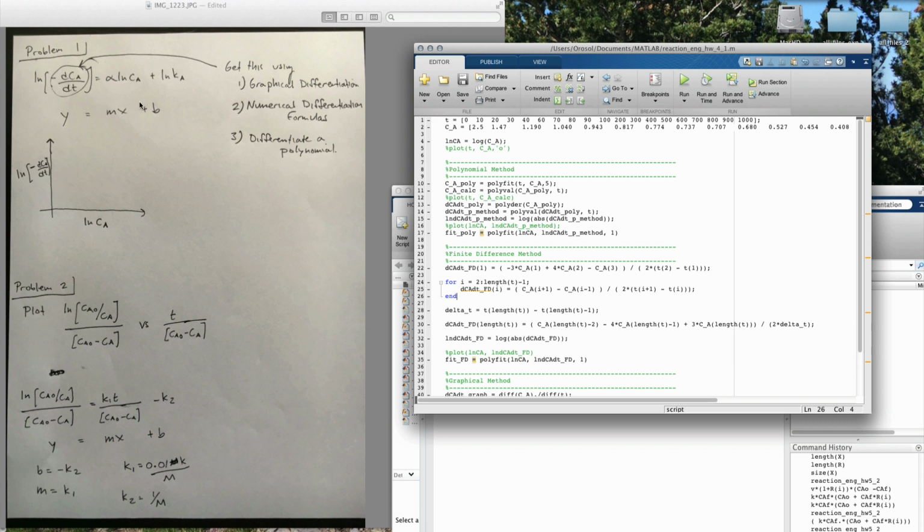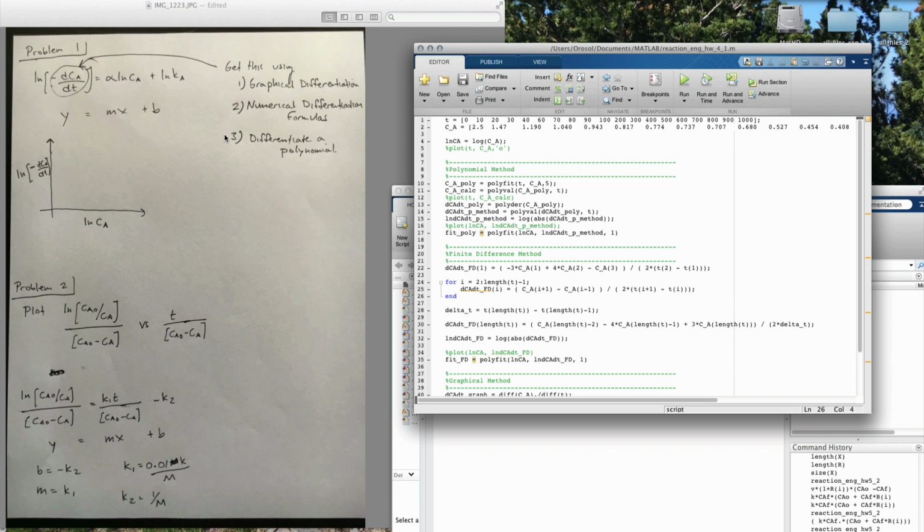And so the hard part of this, or not the hardest, but the biggest part of this problem is getting this dCA/dt from the data. And if you remember, there were 3 ways you could do that. You could do graphical differentiation, you could use numerical differentiation formulas, or you could get a polynomial through regression and then differentiate that. And so I actually wrote a program that does all 3 of these just because I wanted to compare what I got with the different methods.